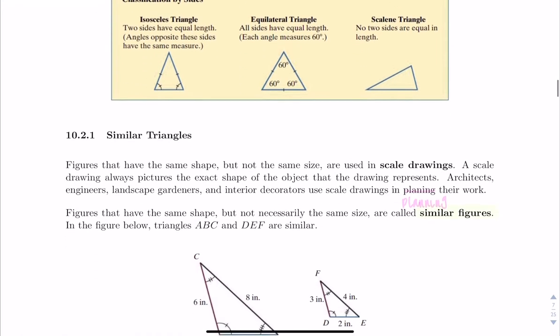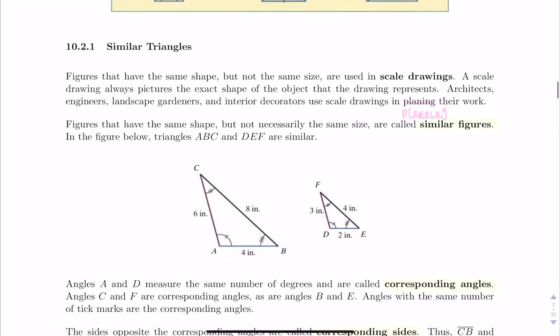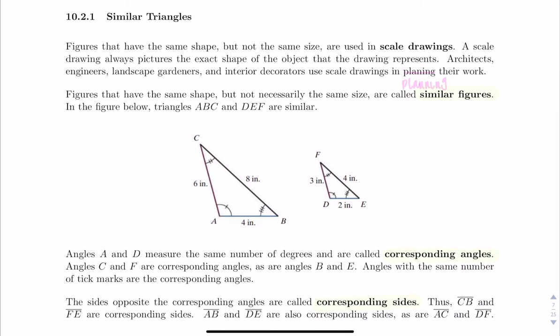Similar triangles, figures that have the same shape but not the same size, are used in scale drawings. A scale drawing always pictures the exact shape of the object that the drawing represents. Architects, engineers, landscape gardeners, and interior decorators use scale drawings in planning their work.